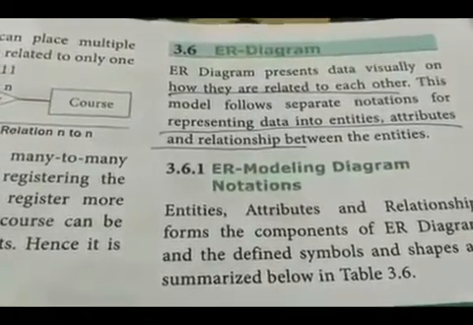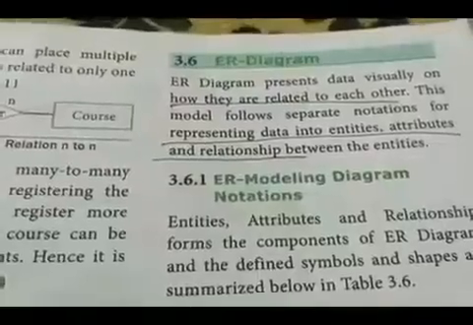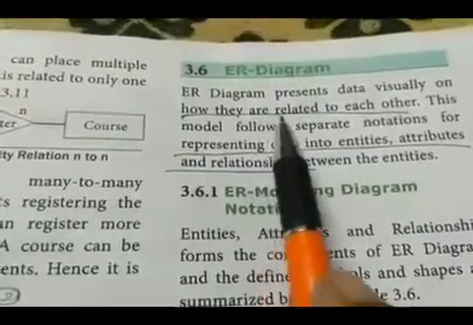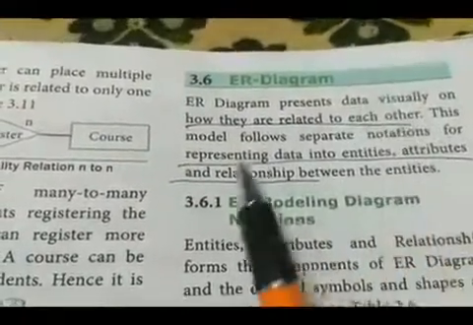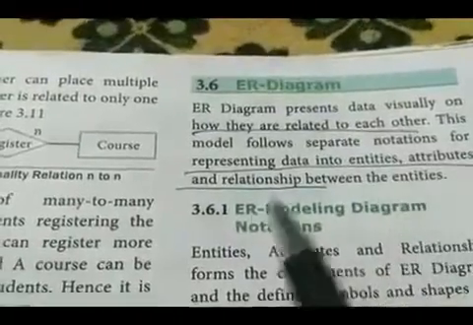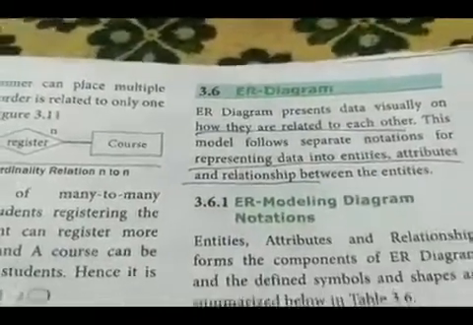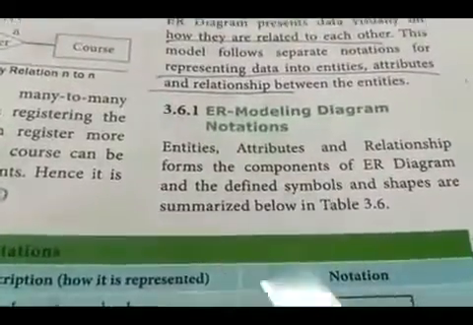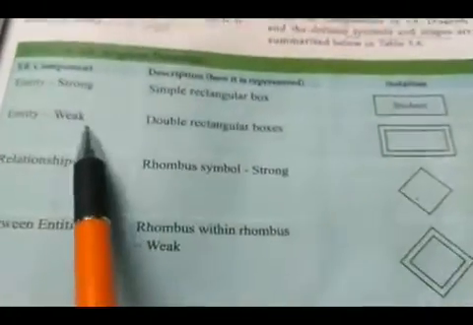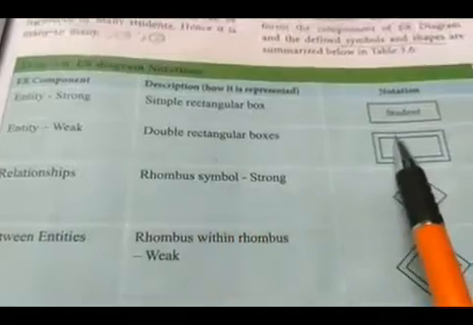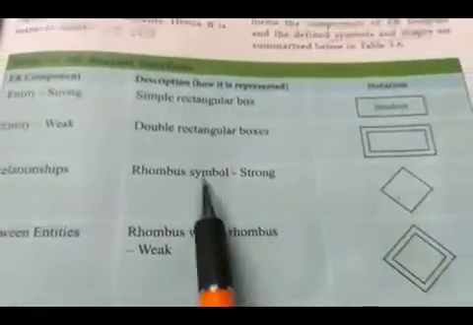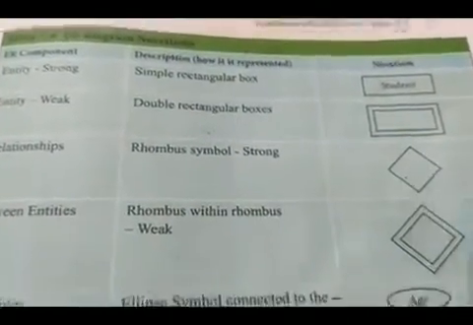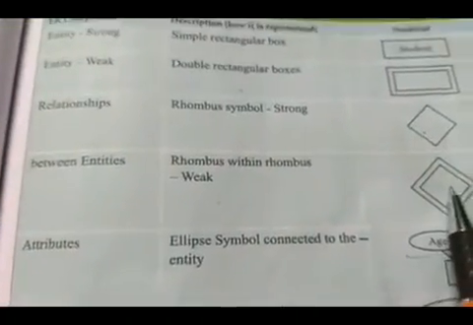So here, what is the purpose of an ER diagram? It is used to represent the data visually, and it is used to represent the entities, attributes, and relationships between the entities. How we represent entity, attributes, and relationships is defined by symbols and shapes. Already we have studied that a strong entity is represented as a rectangular box, a weak entity is represented within a double rectangular box, relationships are represented within a rhombus symbol, and a double rhombus symbol represents the weak relationship between the entities.